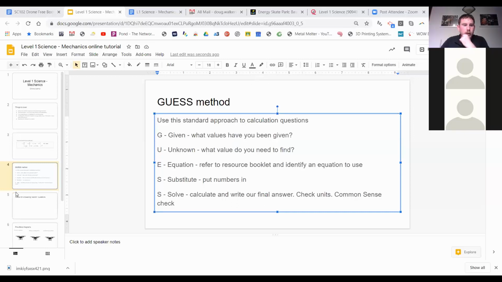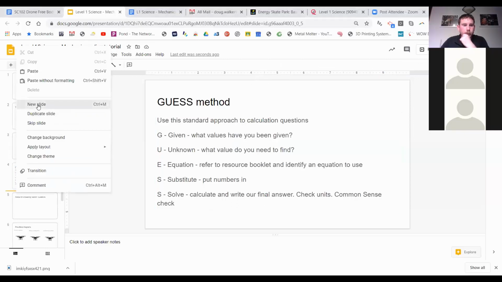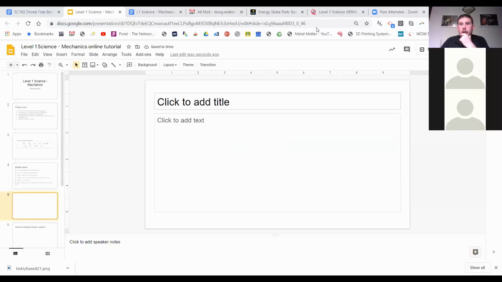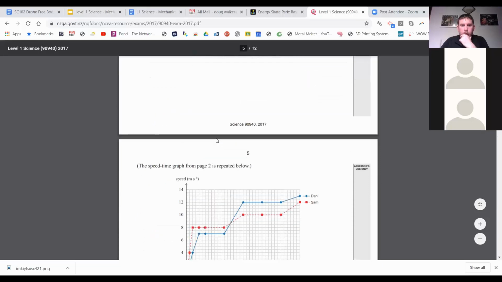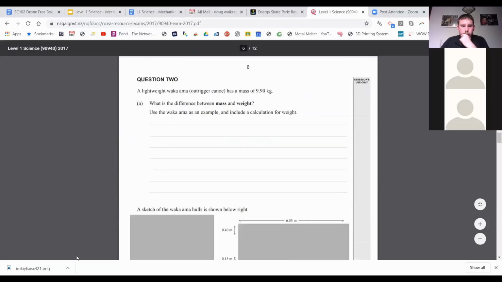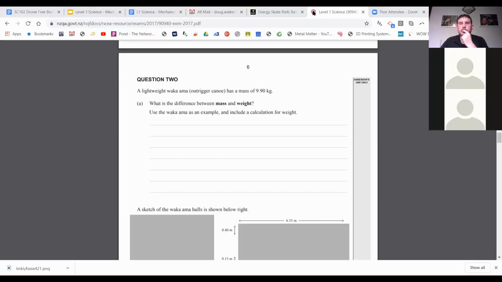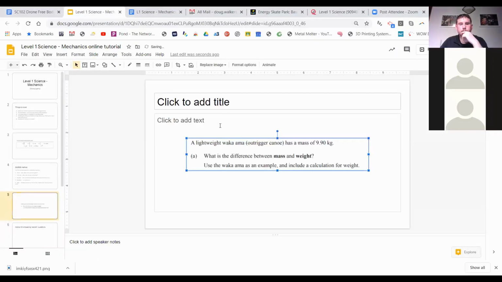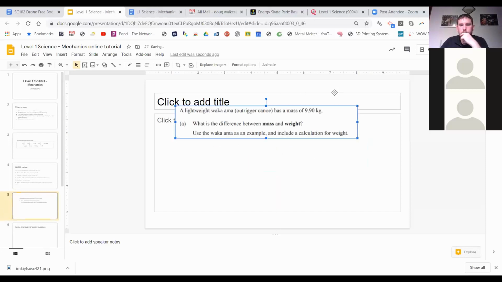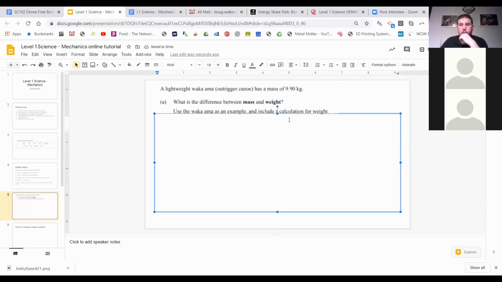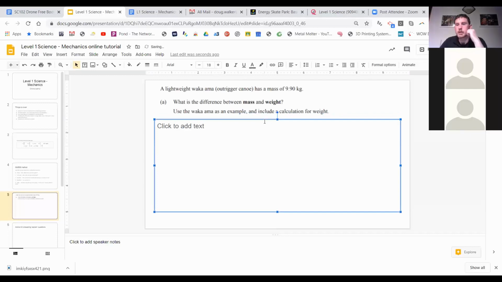Okay, so let's see what that looks like. I'll pop in a new slide here, and I'll see if I can grab a question from one of the papers. Okay, so if this was our question, then we're going to use this example just to work through the GUESS method once. So what values have we been given?